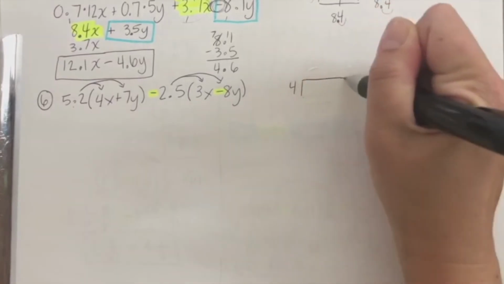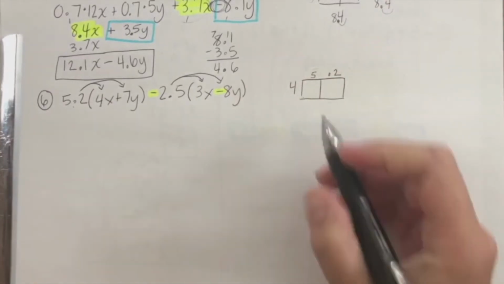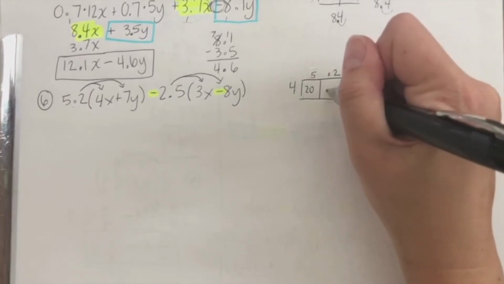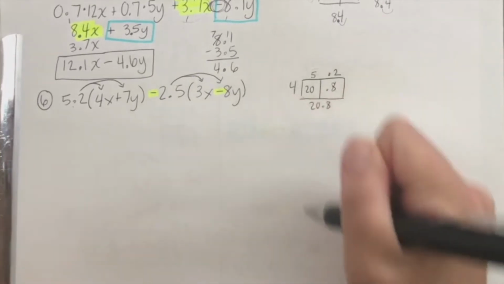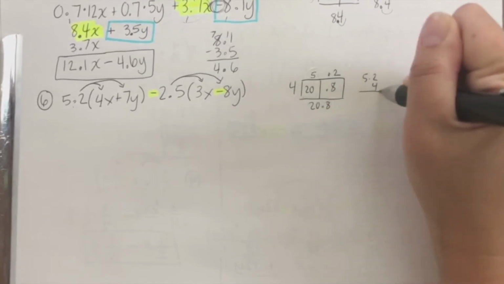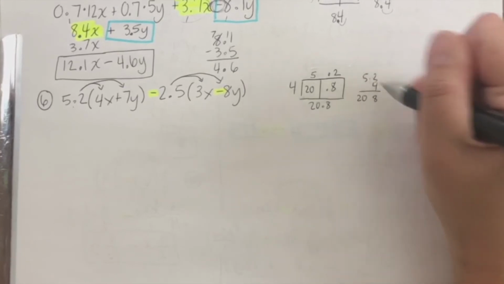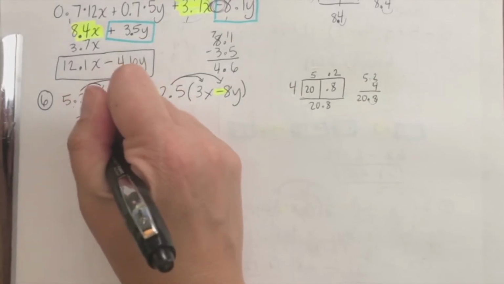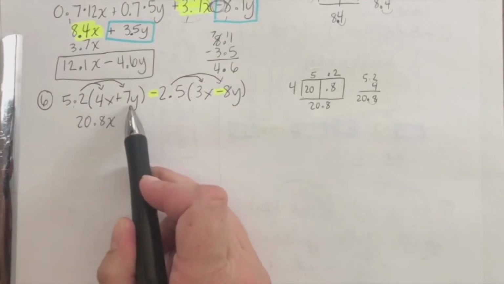So 4 times 5 and 0.2. 4 times 5 is 20. 4 times 0.2 is 0.8. So we'll get 20.8. You could do this the other way. 5.2 times 4. 4 times 2 is 8. 4 times 5 is 20. And then we have 1 decimal place. 20.8x. Can you do it with 5.2 and 7?